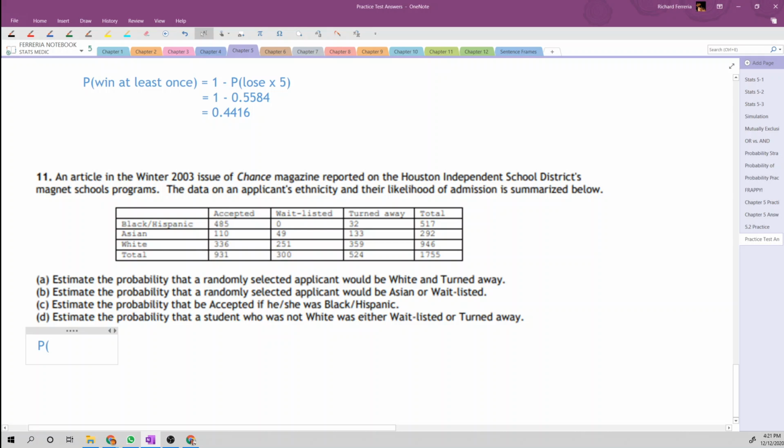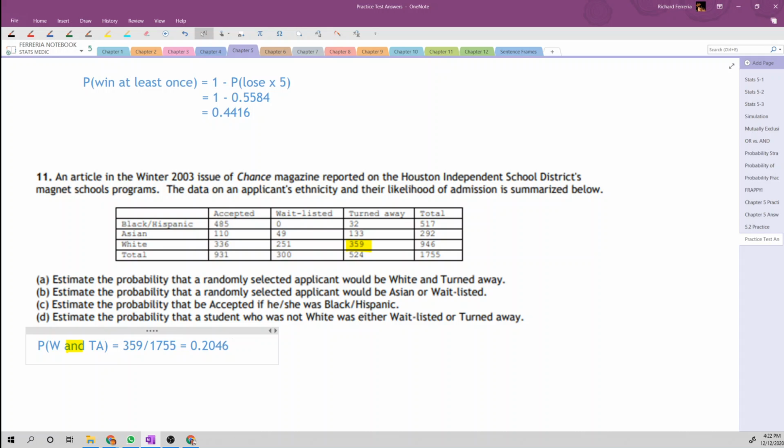Okay, so we have white. I'm just going to use the letter W here. And turned away. Okay, so notice that this is an and probability. And an and probability means that we're looking at one of the inside numbers in the table. Not a margin, but an inside number. So we're looking for the intersection of white, W, and turned away, and that is going to be 359. So this probability is actually not too terribly difficult. It's just 359 out of the grand total of 1755.